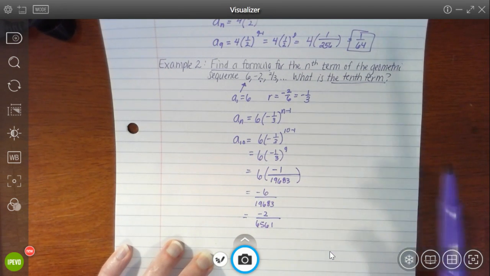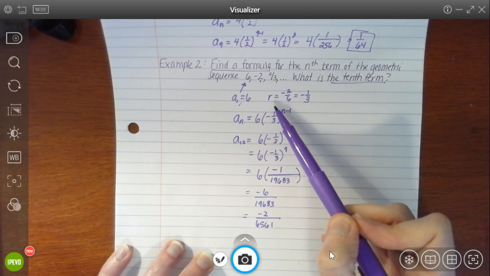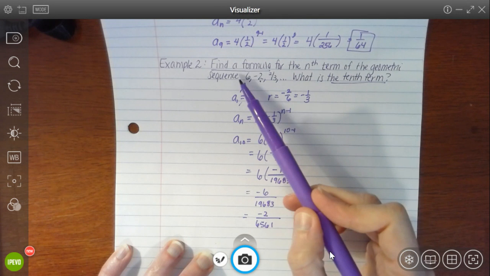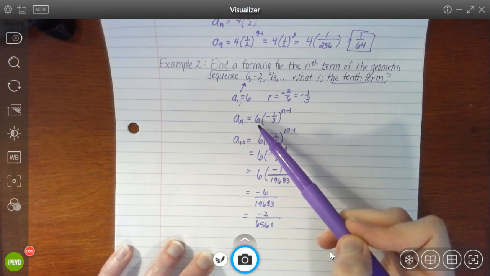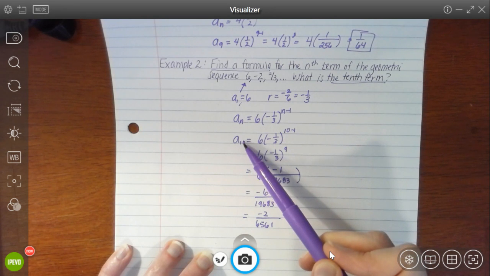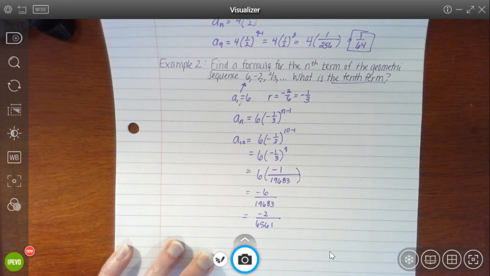So basically whenever you're given a sequence of terms, your a sub 1 is your first number, and then your common ratio, you're going to divide the second term by the first term. And then once you have that, you can use your formula and then substitute whatever term they want you to find. You substitute that number in for n and just work out the math.